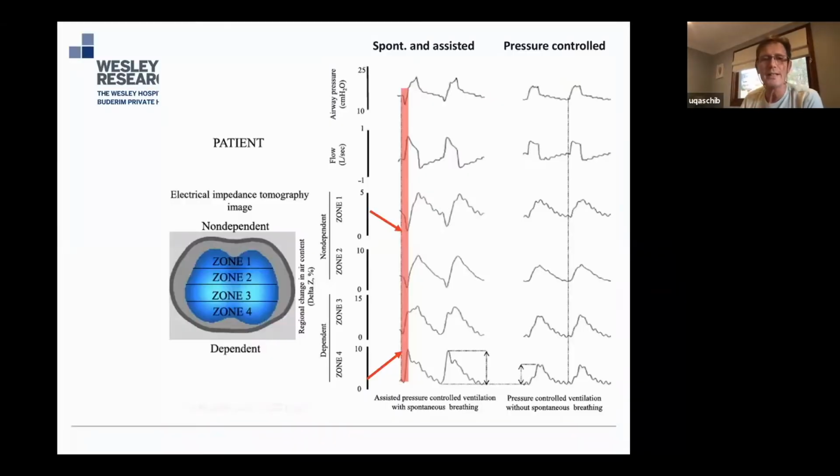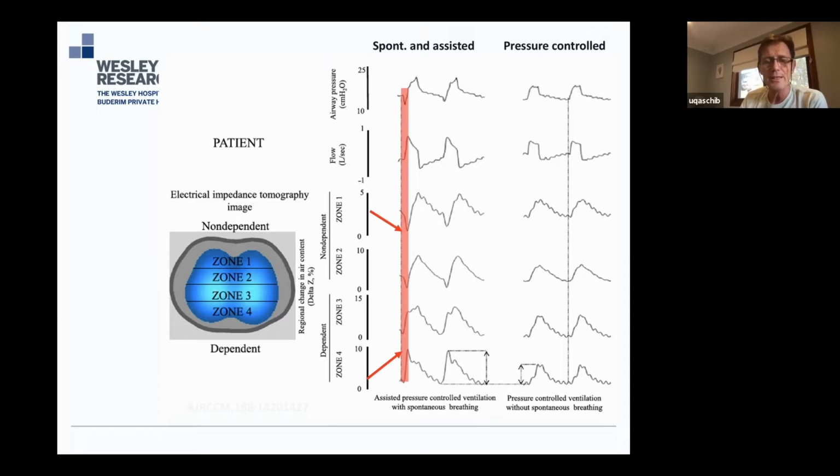Now, if we look very carefully here in a healthy lung using EIT, zone 1 is the upper zone and then zone 4. So let's just concentrate on these two zones only. That's the dependent and the non-dependent lung, the upper lung. You can see during spontaneous breathing and assisted breathing, we have the airway pressure in the upper panel and then the flow that occurs. That's what's happening at the airway opening.